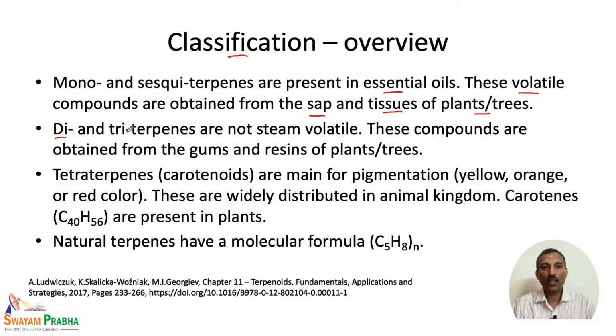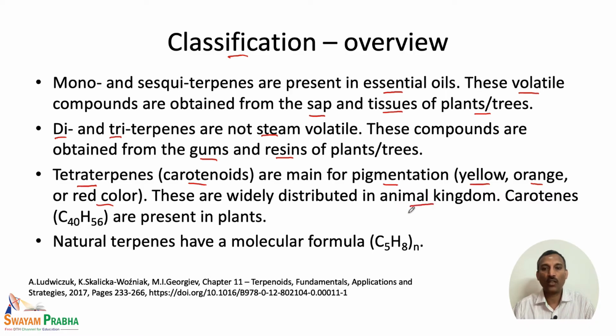When we talk about the di or triterpenes, these are not steam volatile. That means these compounds have a high boiling point, and they are generally obtained from the gums and resins of plants or trees. So depending on the place where we are isolating, we are going to get different types of terpenes. And when we talk about the tetraterpenes, especially the carotenoids, these are all the main pigmentation agents. So they have different colors like yellow, orange or red. As we study later in this session, we will be looking at the different colors produced by different types of carotenoids. And these are mainly distributed in the animal kingdom.